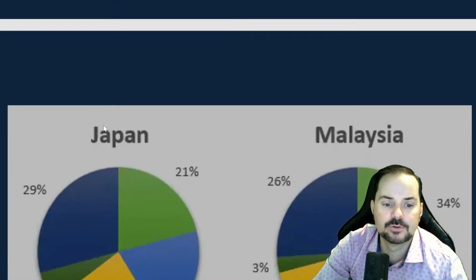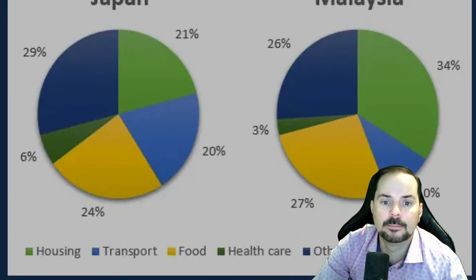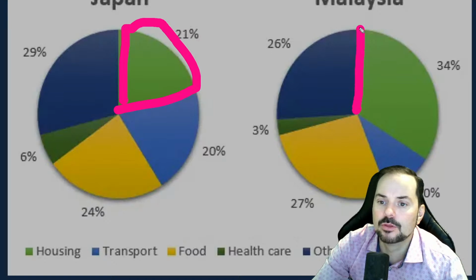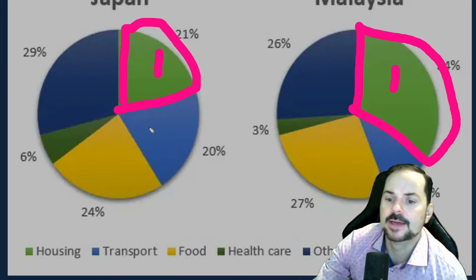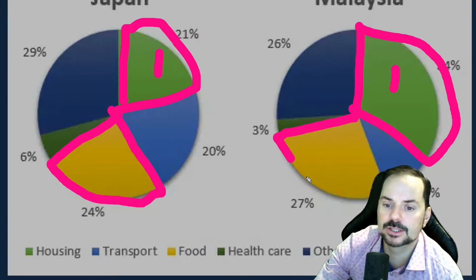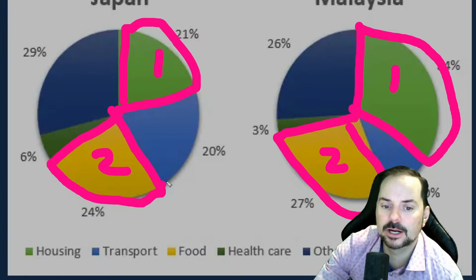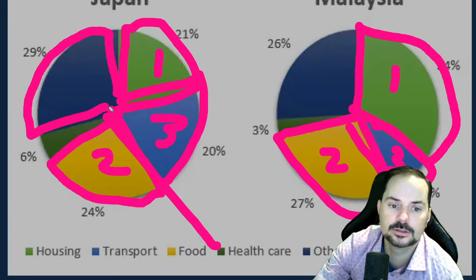So first of all, I'm going to compare housing. Okay. Now, housing is this green piece here. Okay. So that will be my number one comparison. Okay. And then after housing, I'm going to compare food. That will be my number two comparison. This is food. Okay. Then I'm going to compare transportation. That'll be my number three comparison. Then I will compare other.